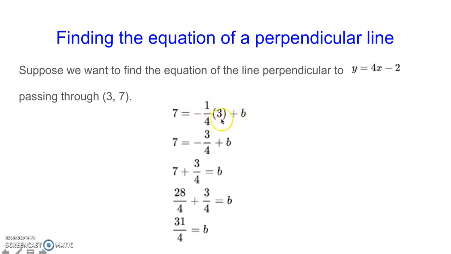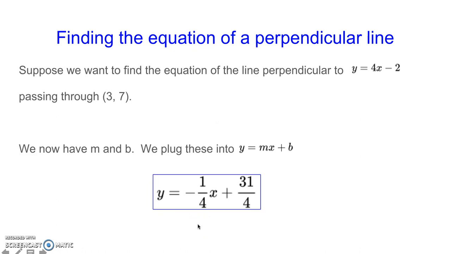So negative 1/4 times 3 is negative 3/4. Move that 3/4 to the other side. To add these fractions, we have to have a common denominator. 7 is just 28 over 4. Now we have a common denominator. We can add the numerators. We get b equals 31 over 4.